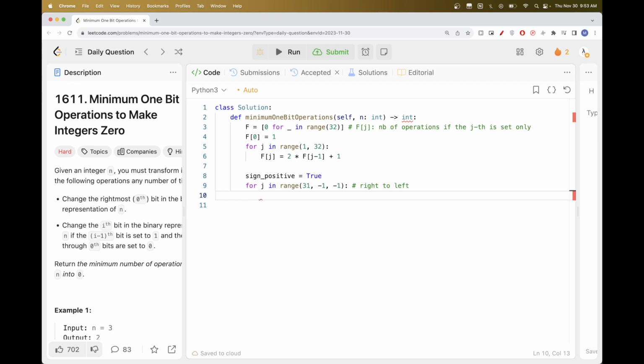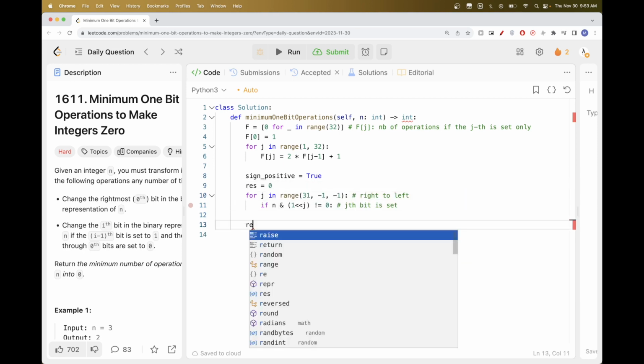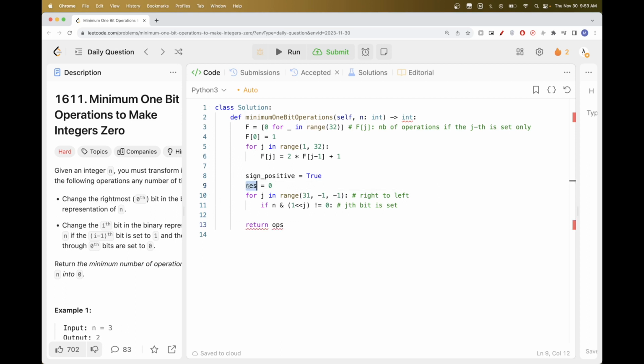Okay, so now what we need to check is if the bit is set, because if the bit is not set, then we don't need to change anything. To check if a bit is set, you just AND n with 1 shifted to position j, and then you check if this is different than 0. This means basically the jth bit is set. If that's the case, we of course also need to keep track of the total that we need to return at the end, the number of operations. Let's call it operations.